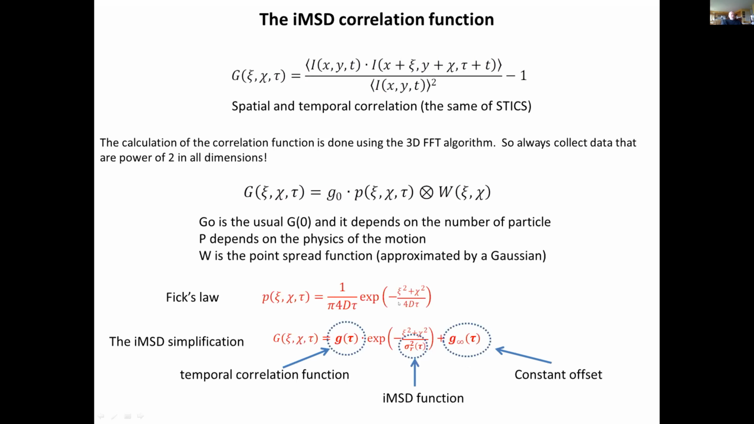So in the iMSD, we divide the various parts. We have that the correlation function will be a function of the temporal correlation. If we stay at the same time, it will be just the diffusion. Then we broaden the probability by whatever is the Fick's law, and then we have a constant offset. Actually, this is very interesting, and I will discuss what that means.